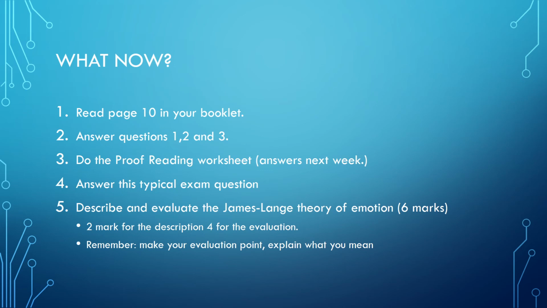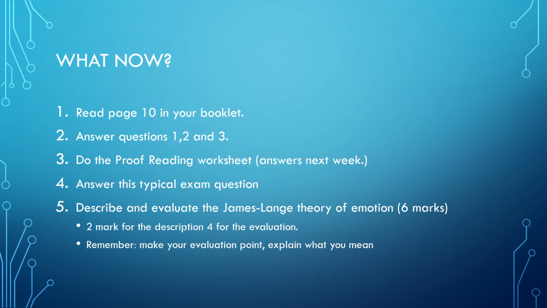So what do we want you to do now? 5 tasks. Okay, read page 10 in your booklets. Page 10 tells you basically everything that we've done about the James Lang theory, but in much shorter form. And then I'd like you to answer questions 1, 2, and 3. There is a proofreading worksheet in the Dropbox. It's a sheet with 11 errors on it, all about the James Lang theory. I need you to find and correct the errors.